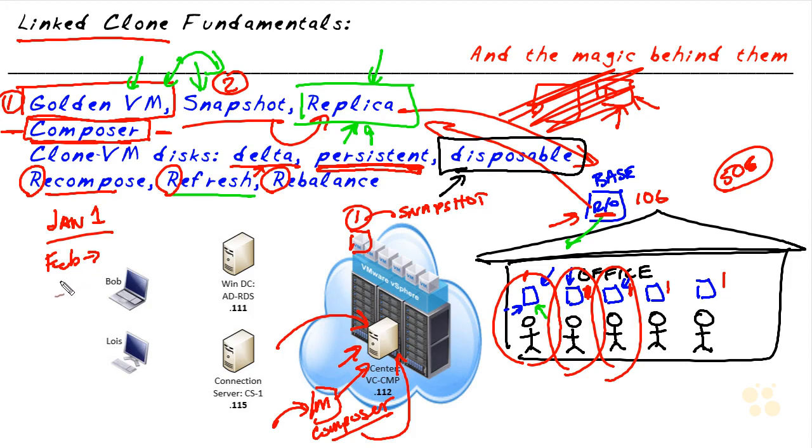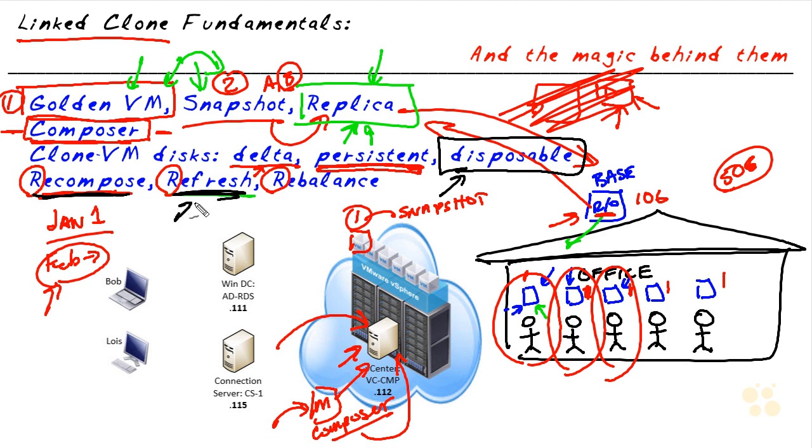What we could do is in February with that new patch, we could take our golden virtual machine. We could go ahead and apply that patch to our golden virtual machine, create a new snapshot. So for example, maybe the first one was snapshot A, and now we're going to create snapshot B. And then the recompose is to go ahead and create a new replica based on that new snapshot, which has the new patch that we just deployed. So the recompose is all about updating that base image that's being shared across the linked clones.